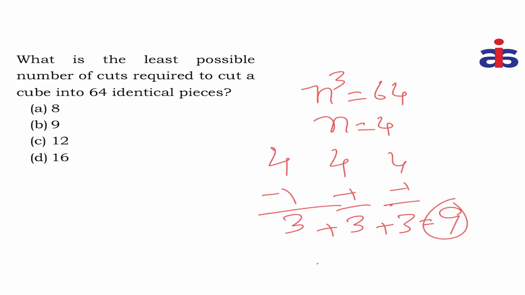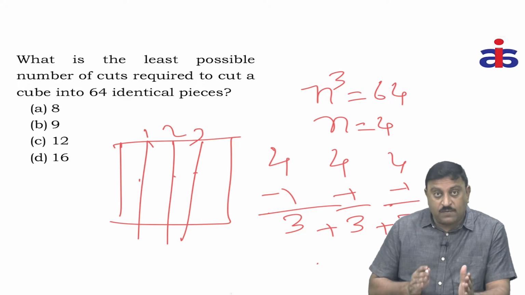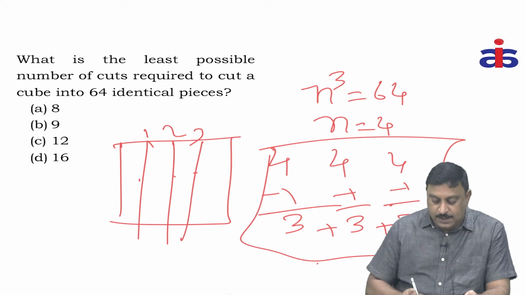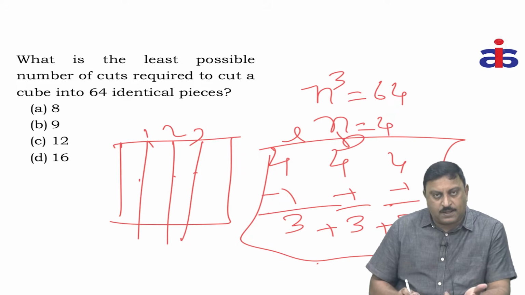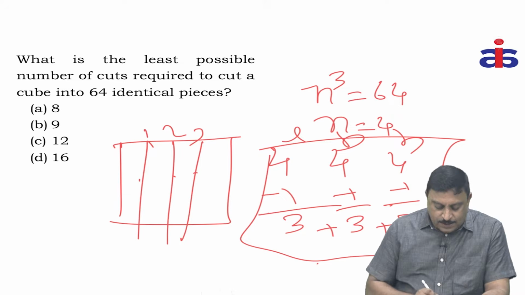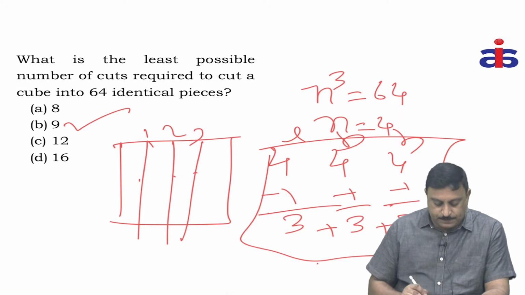Very simple question. Even if you go with the diagram, if you need to make 4 sections, 3 cuts will be there: 1, 2, 3. If you need 5 sections, 4 cuts will be there. This is the standard approach for any cuboid, taking length, breadth, height. So your answer is 9, that is option B. The next.